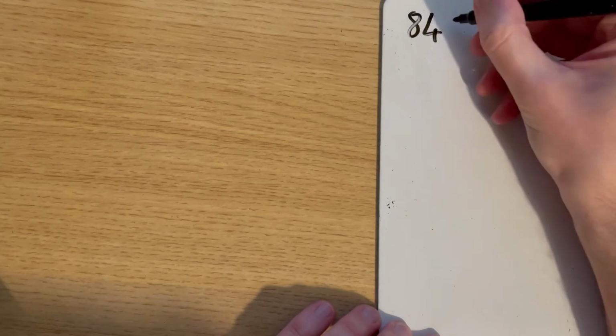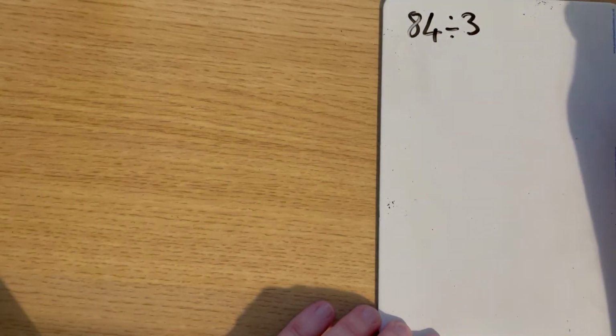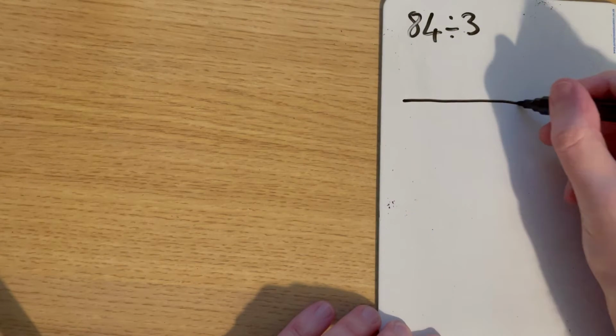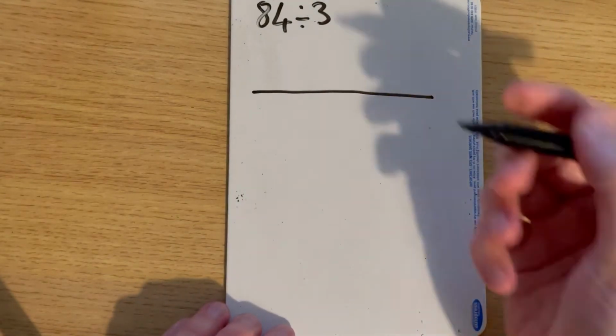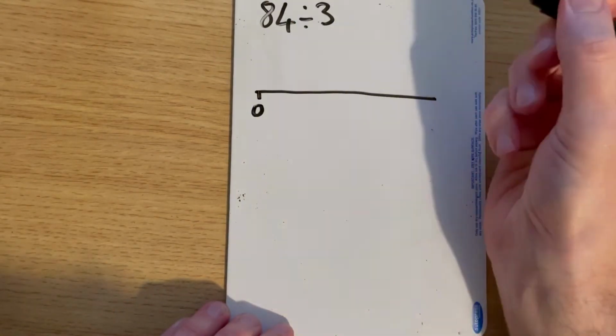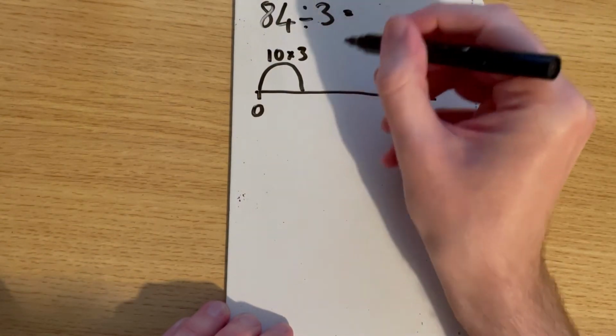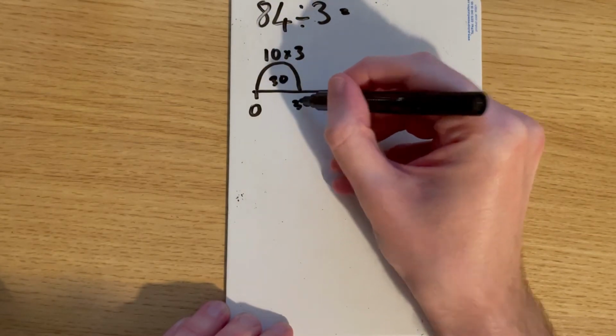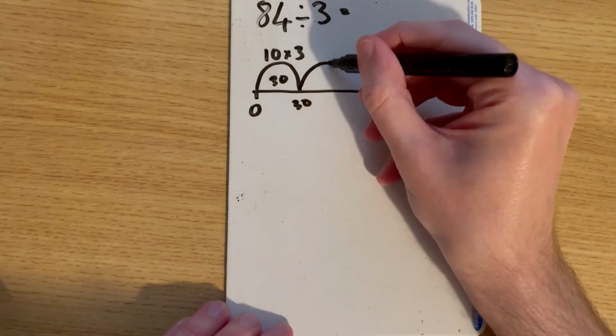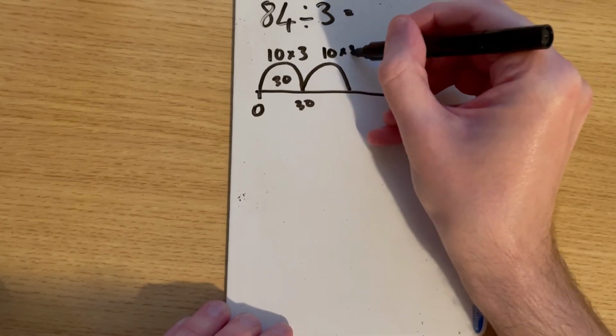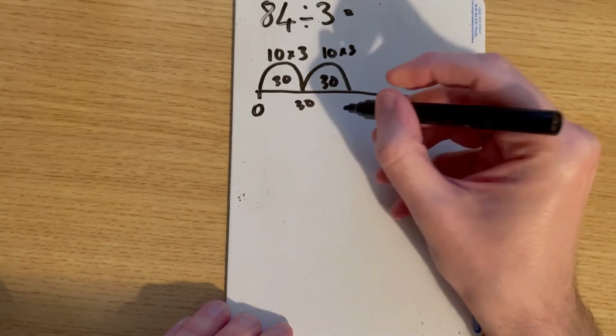So let's look at a division like, for example, let's do 84 divided by 3. We would draw our blank number line. We would put 0 here, and we could jump 10 lots of 3. That would move us 30. And we're not there yet, are we? We would jump another 10 lots of 3. That would jump us another 30, which would get us to 60.